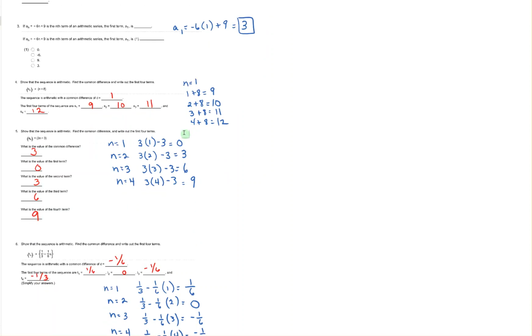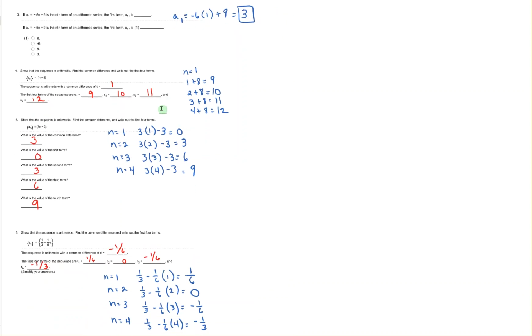Number 4, show that this is arithmetic, n plus 8. If n is 1, you've got 1 plus 8 is 9, 2 plus 8 is 10, etc. And what's the common difference? It's 1. And it wants to know the first 4 terms. We just wrote them out, and so you've got them right there.